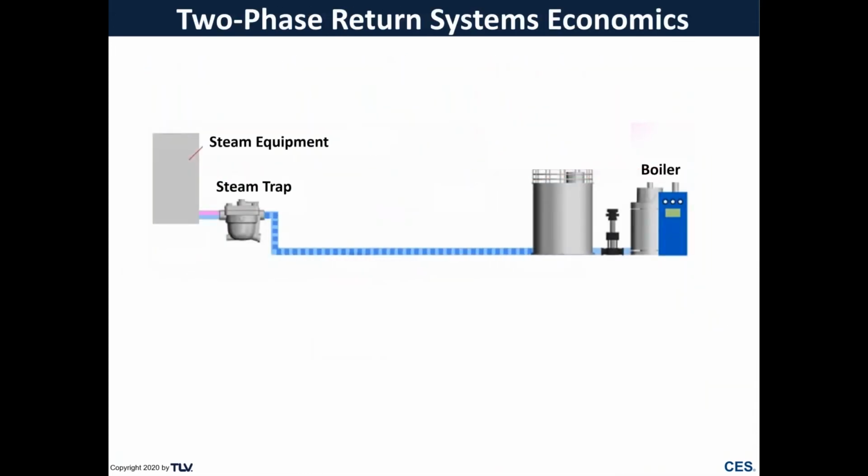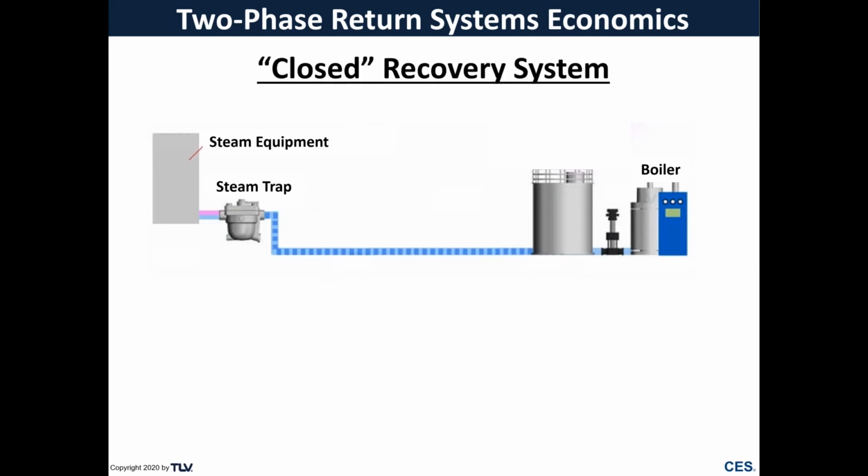So now let's look at some economic numbers and some factors behind condensate recovery economics. So first, we're going to look at what we would call a closed condensate recovery system. So this is our two-phase system. And we're just going to make the assumption that we are recovering all flash and condensate back to our boiler.